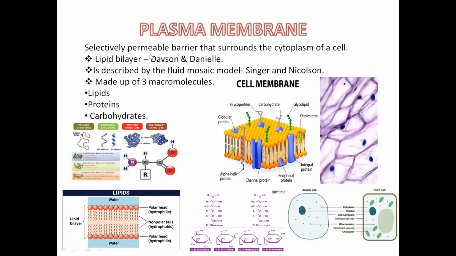So we are going to start. First of all, I have mentioned that it is a selectively permeable barrier that surrounds the cytoplasm of the cell. Actually, you can see this structure. It is the cell, and the whole cell is surrounded by the plasma membrane. Inside that, cytoplasm is present, so the cytoplasm is surrounded by the plasma membrane.